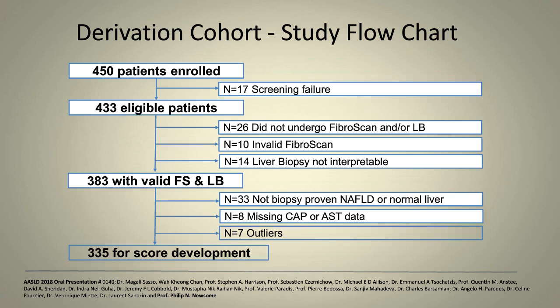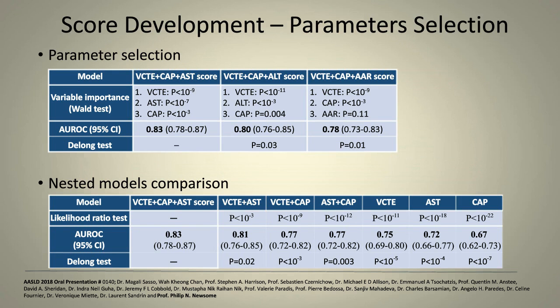So this just shows the study flow chart. Ultimately, 335 patients were used in the derivation cohort, and so I'll speak to that group of patients here. Ultimately, what was shown was that if you combine FibroScan plus CAP plus AST, you get an ROC of 0.83. If you were to look at FibroScan, CAP, and ALT, it wasn't as good. If you looked at FibroScan, CAP, and that AST-ALT ratio I was alluding to, it wasn't as good either.